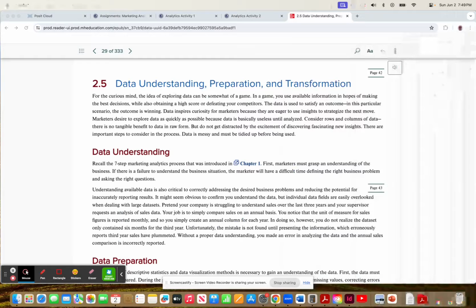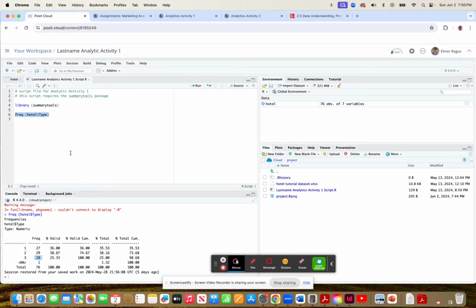When it comes to nominal variables, one way we could explore the data is to run a frequency distribution to see how many of each we have. So in this case, we can go to the console right here where you have the greater than sign.